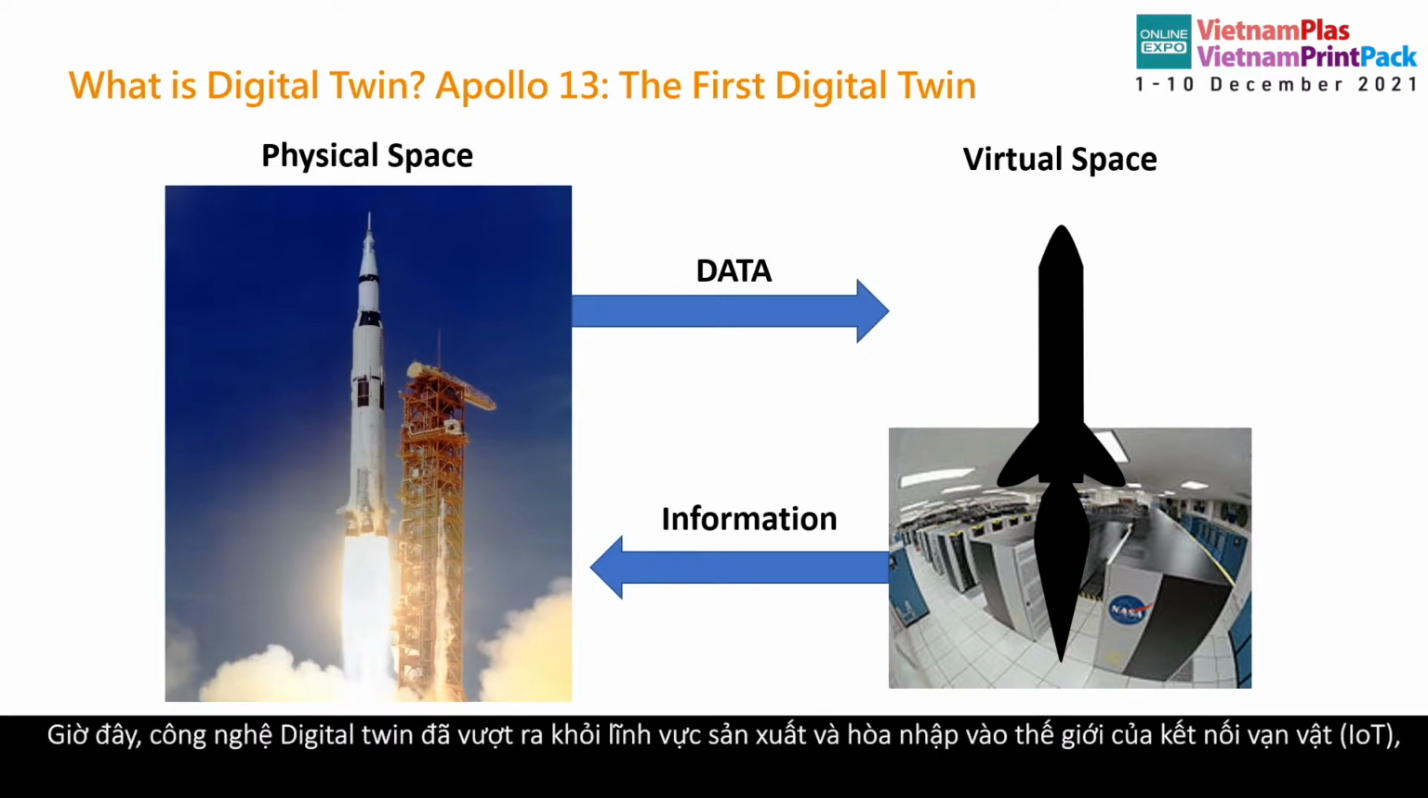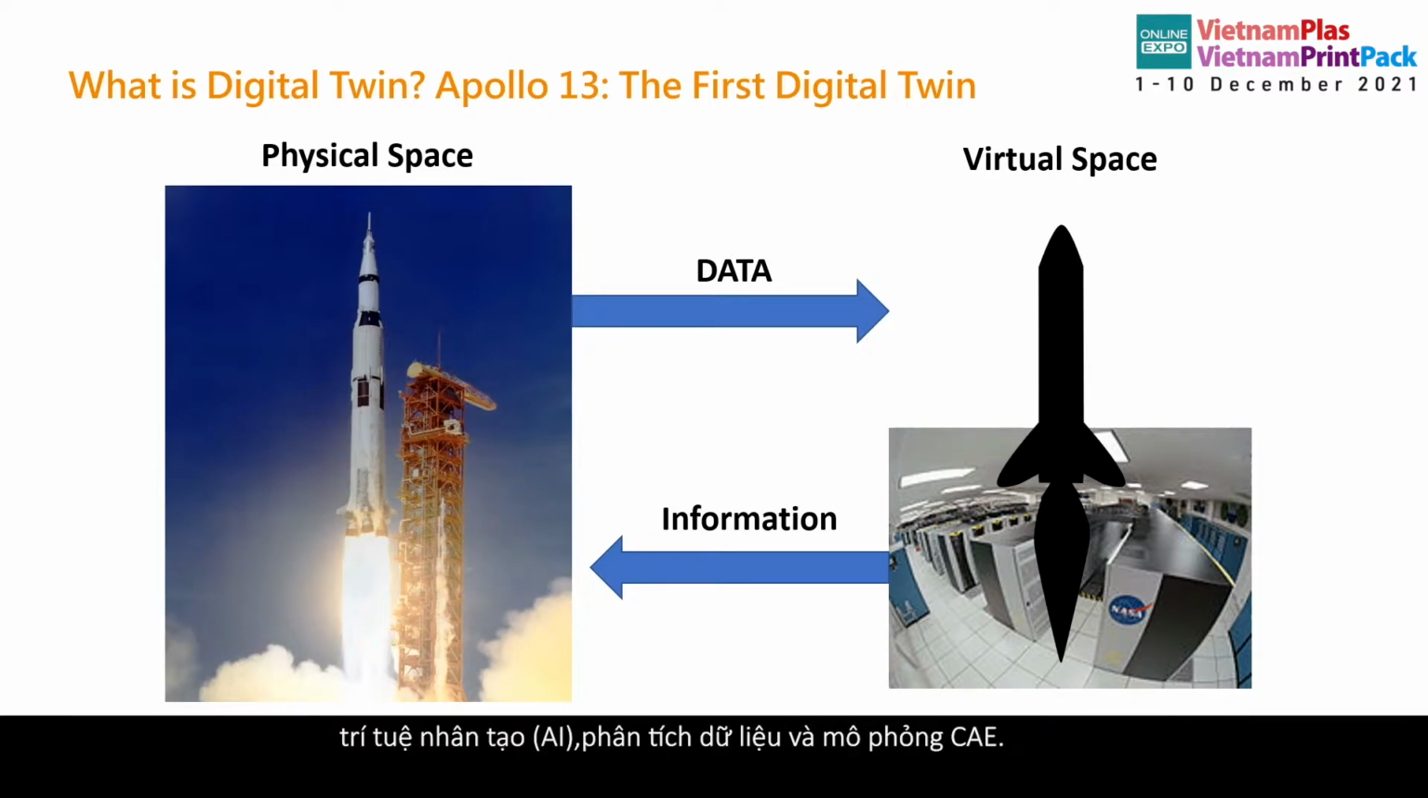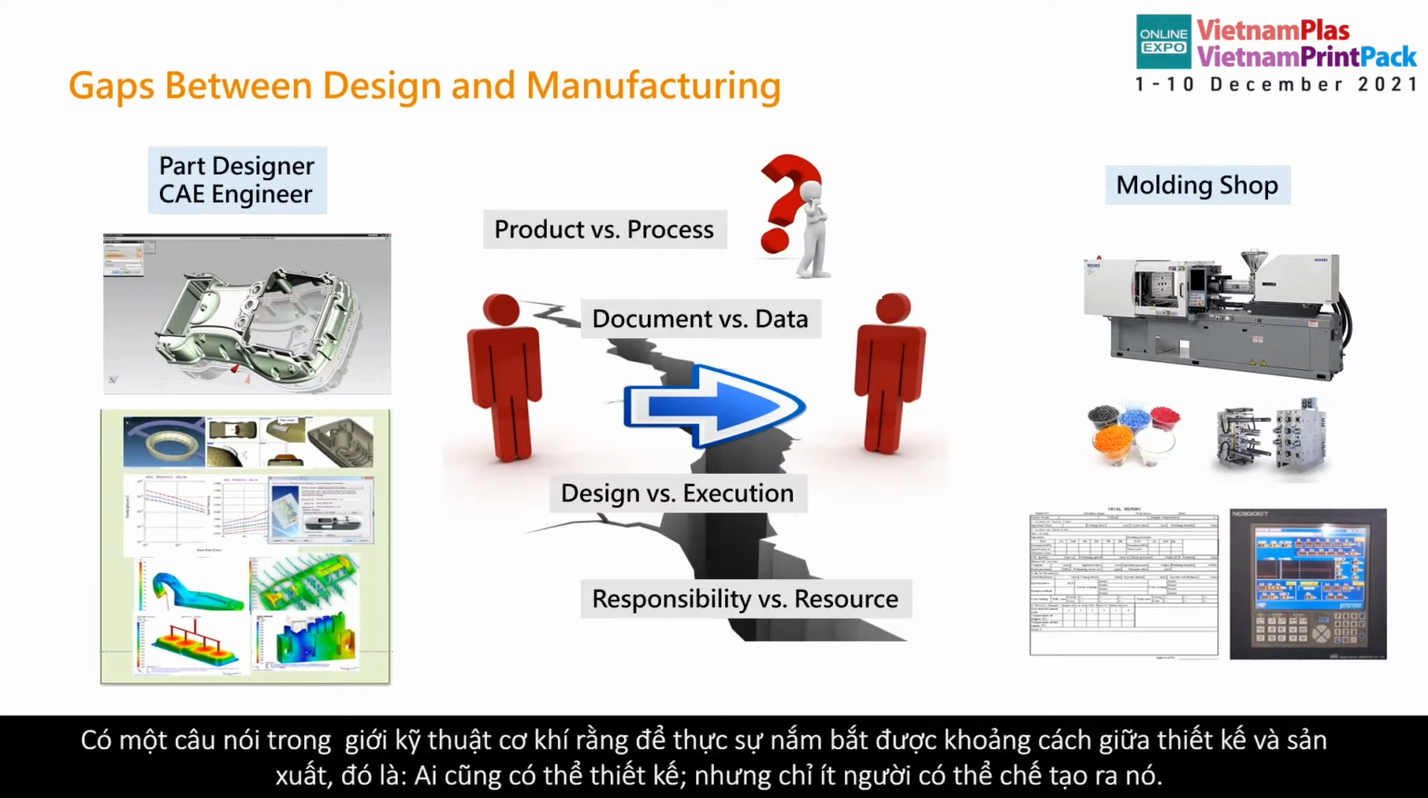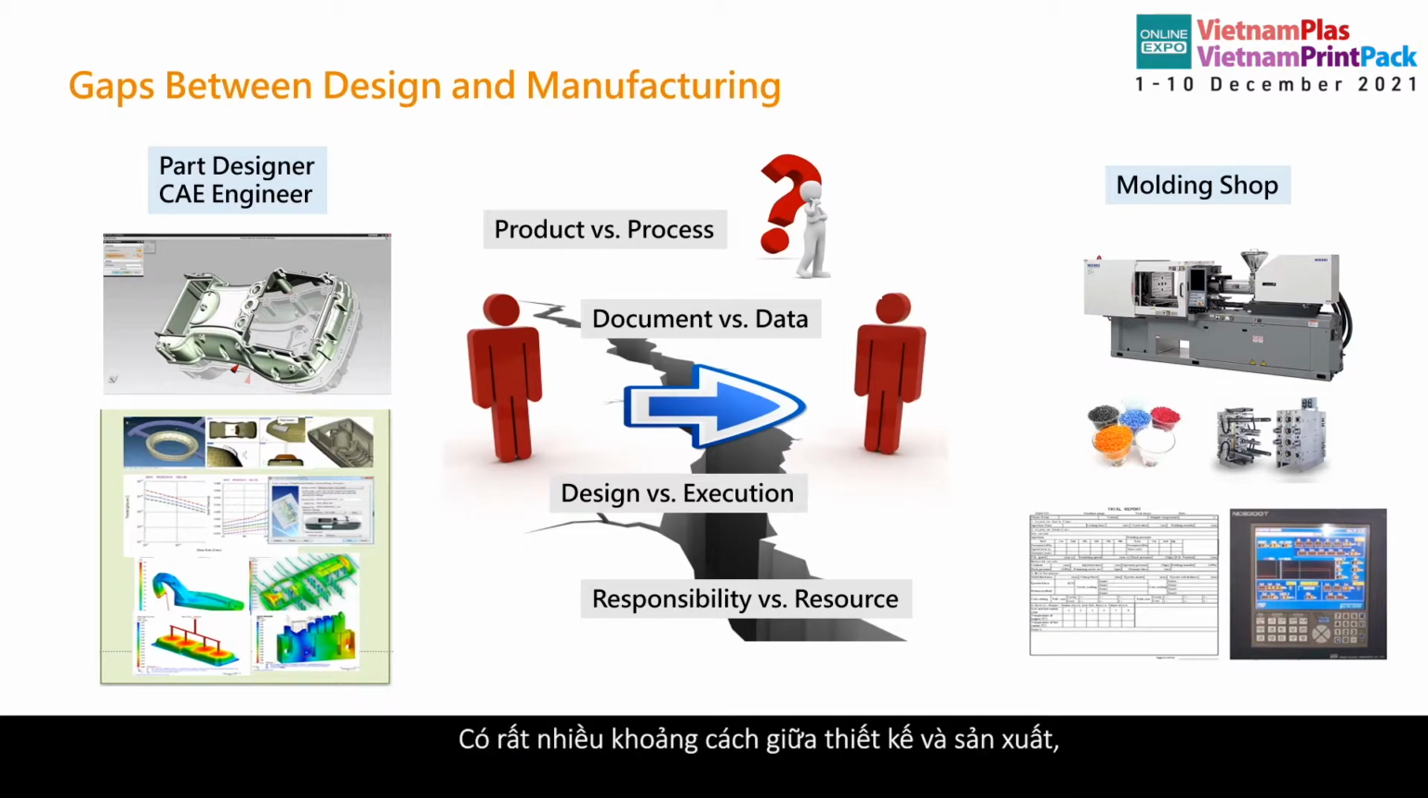Now, digital twin technology has moved beyond manufacturing and into the emerging worlds of the Internet of Things, artificial intelligence, and CAE simulation. There is a saying in the mechanical engineering world that really captures the gap between design and manufacturing. Anybody can design it. Few people can make it. There are many gaps between design and manufacturing, including domain knowledge difference, responsibility difference, and so on.